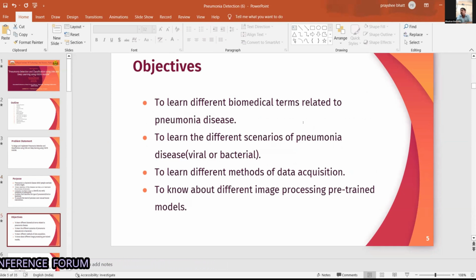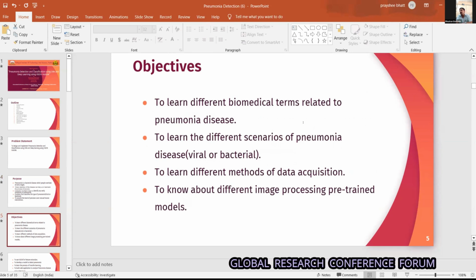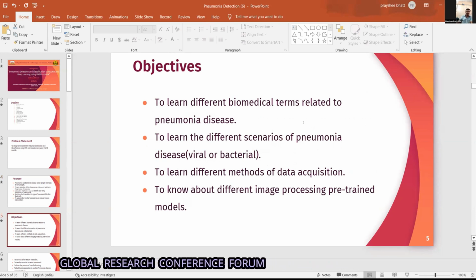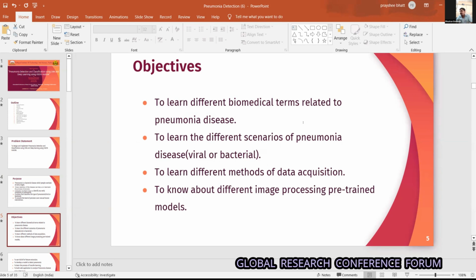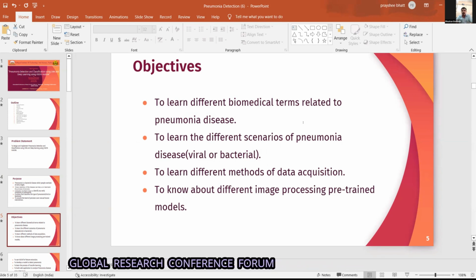Next, extraction of chest X-rays to identify early symptoms of pneumonia. How can we detect pneumonia on the basis of X-rays and all the symptoms, so that we can consider viral and bacterial.